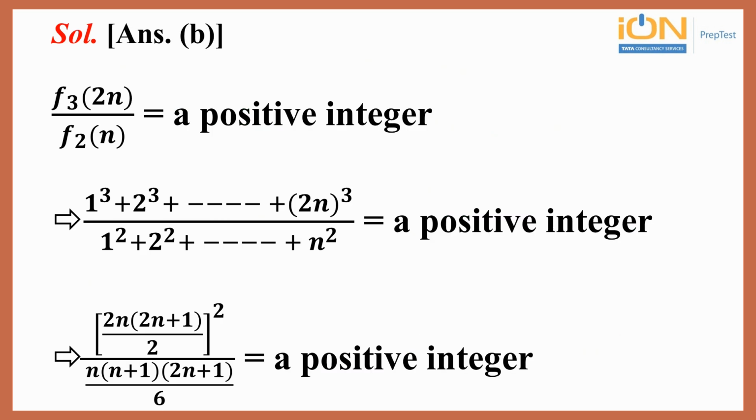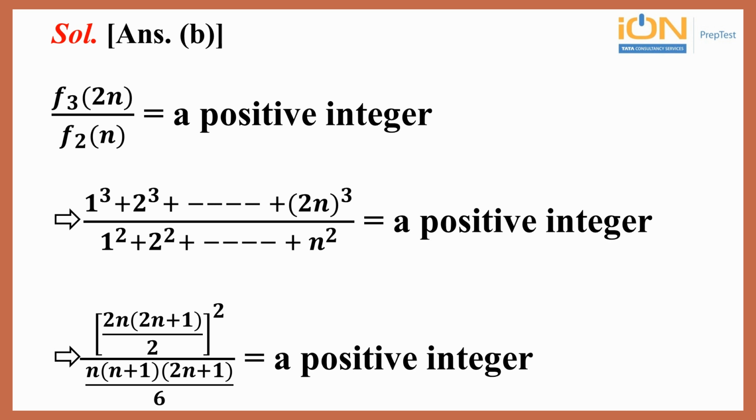Now f_3(2n) by f_2(n), we want it to be a positive integer. But what is f_3(2n)? It is 1 cube plus 2 cube plus so on up to (2n) cube. That's the numerator. Coming to the denominator, f_2(n) is 1 square plus 2 square plus so on n square. We want that to be a positive integer.